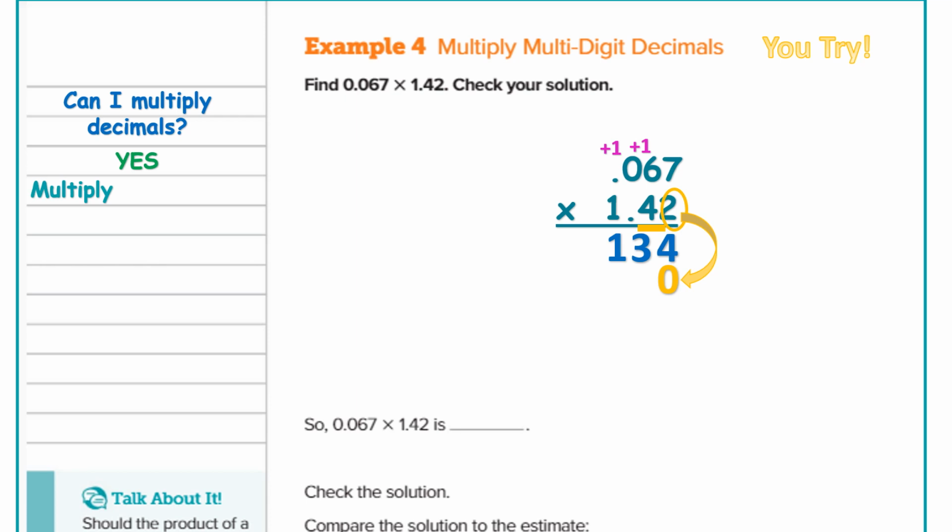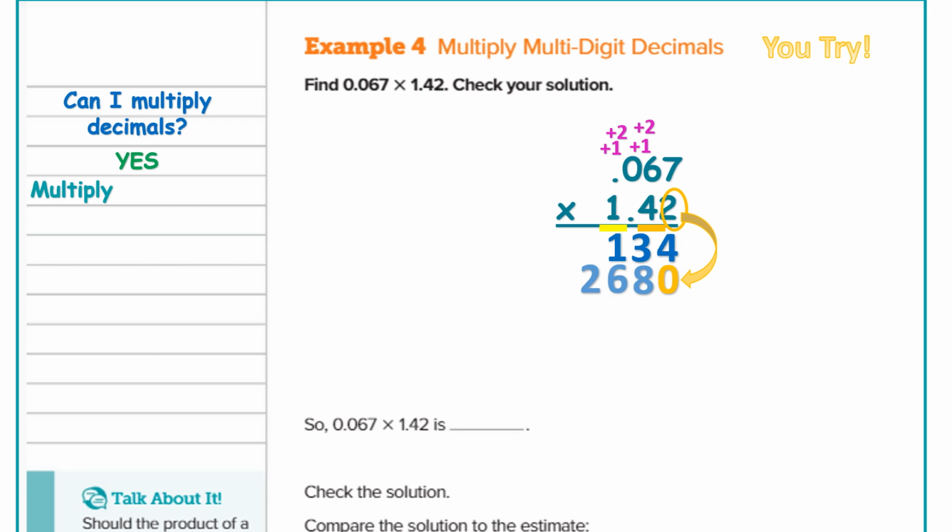And now I focus on multiplying with my 4 and I ignore everything else. 4 times 7 is 28. Put down my 8, carry my addition of 2. 4 times 6 is 24 plus 2. That's 26. Put down my 6, carry my addition of 2. And 4 times 0 is 0 plus 2 is 2.